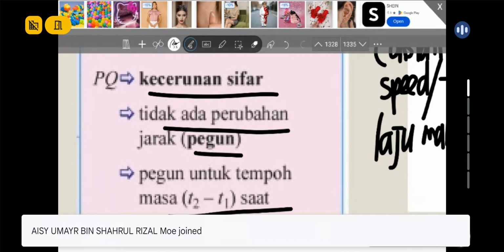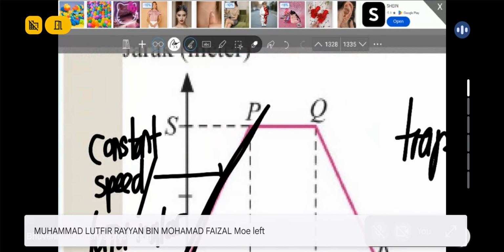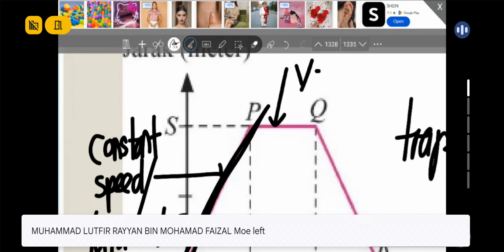Then for PQ, the gradient is 0, so it is stationary, and you must tell the time. So this one is simple: V equals 0.